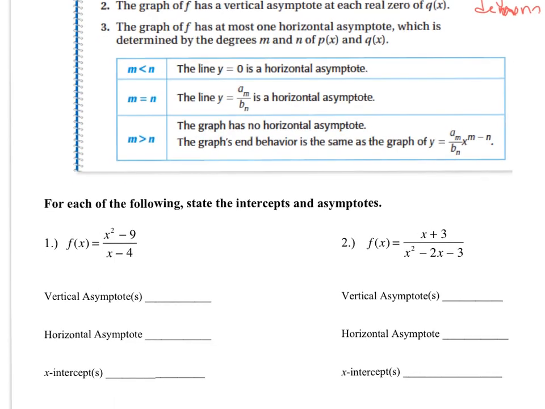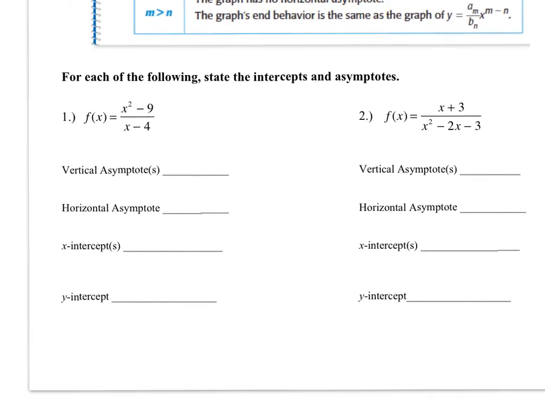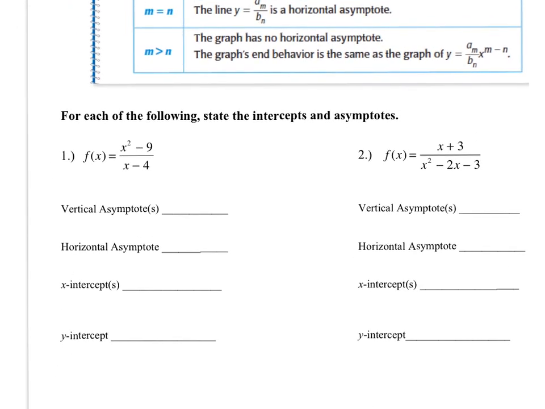So let's take a look at this first example. The vertical asymptote is still found the same way, by taking your denominator and setting it equal to 0. So x minus 4 equals 0. Your vertical asymptote in this case would be x equals 4. Now for the horizontal asymptote, we have to pick out the degrees. Your m value is 2, because that's the degree of the numerator. And the n value is 1, because it's x to the first in the denominator.